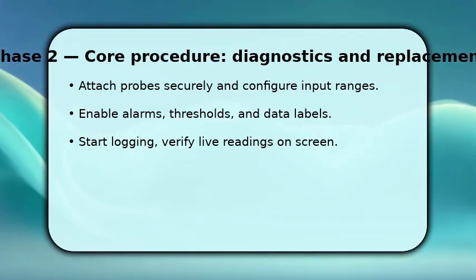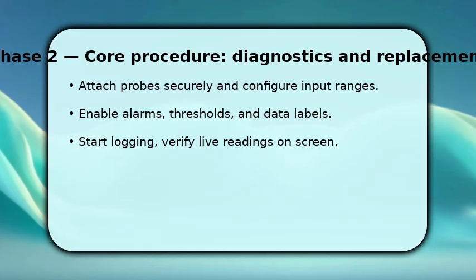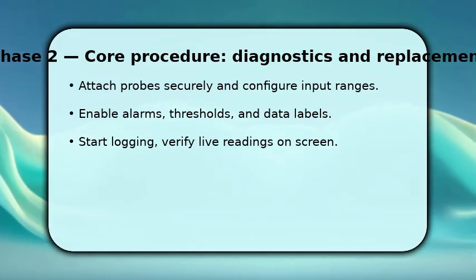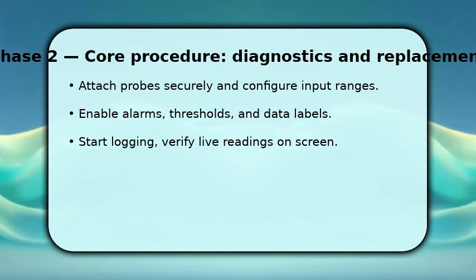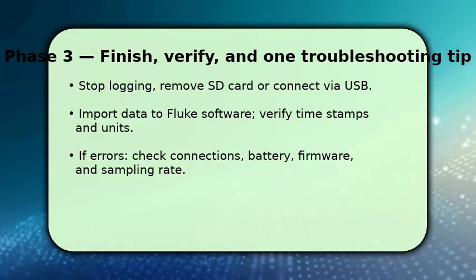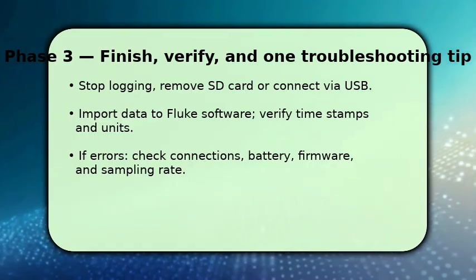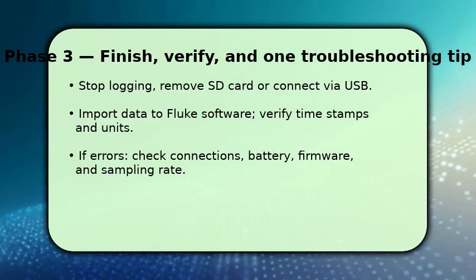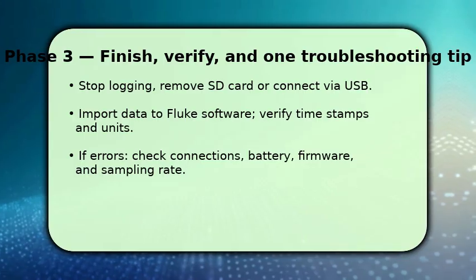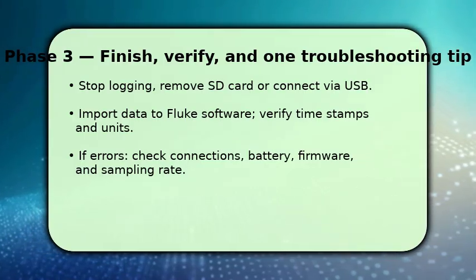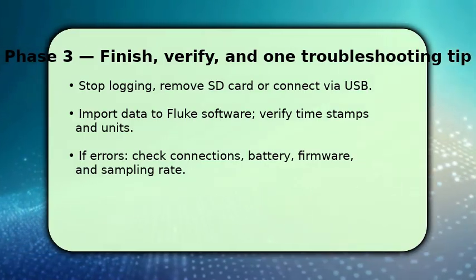Once configured, start logging and confirm live readings on the display. This verifies sensor integrity. If values look plausible, let the logger run for the required duration. You stop the run, then retrieve the SD card or connect the logger via USB to your workstation. This preserves raw files. Import the files into Fluke software to view graphs, export CSV, and verify timestamps and units.